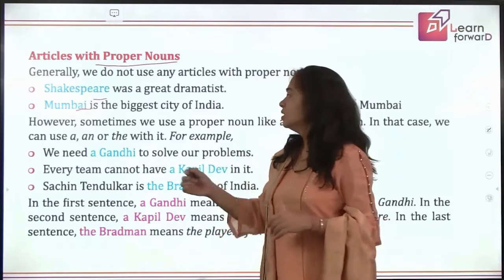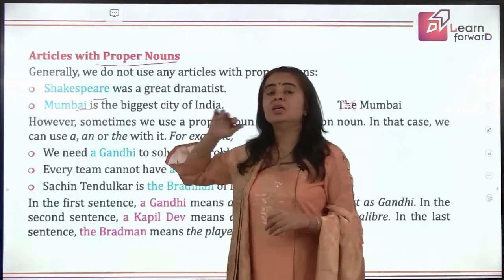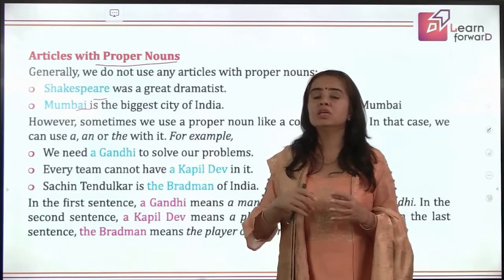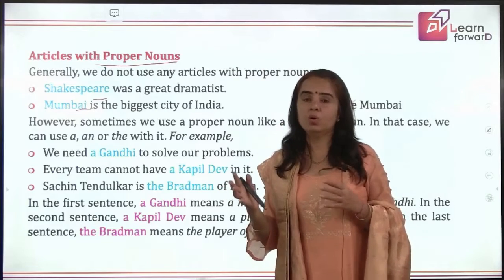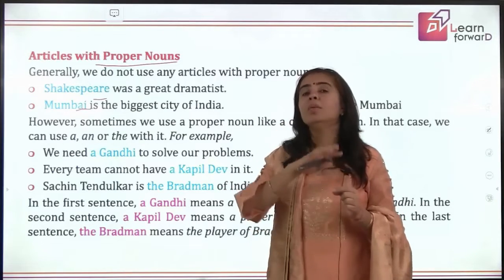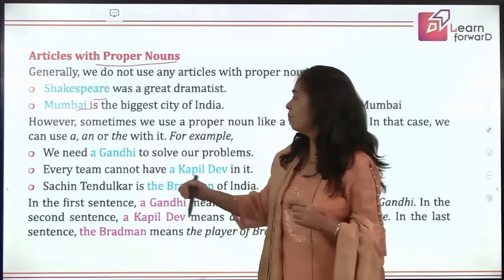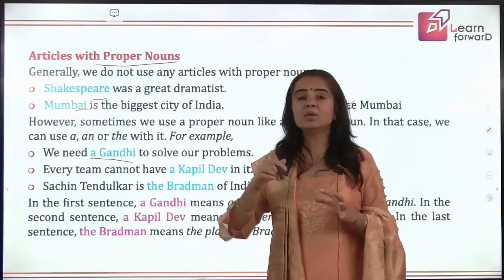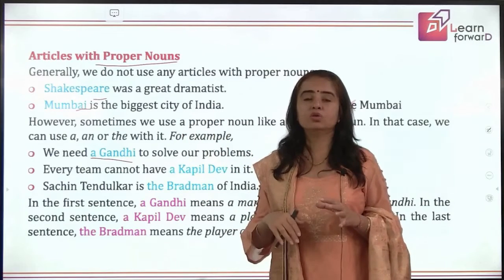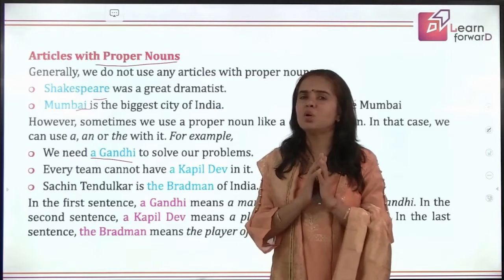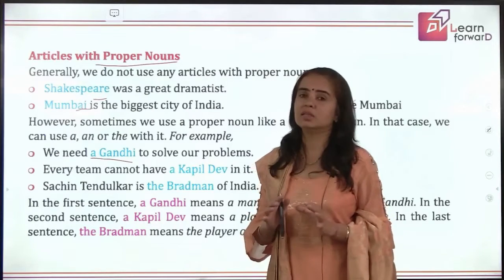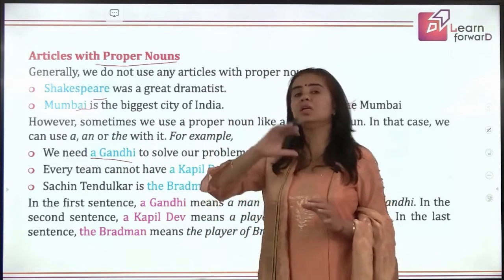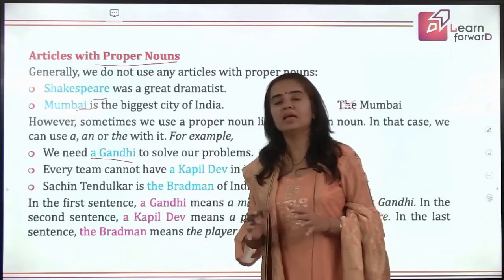But yes, sometimes we refer to a proper noun in a way that means somebody like that noun. It's not about that particular noun, but somebody like that noun. For example, if I say we need a Gandhi to solve our problems, it doesn't mean that Gandhi will come back to solve the problems. It means a person with all the qualities of Mr. Gandhi. So here we are saying we need a Gandhi. That means a person equal in all the qualities like Gandhi.